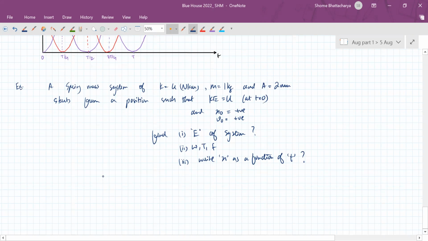Yeah, so very good. So let's look at the answers quickly. You start by understanding that total mechanical energy is half K A square. In SI units, this is this much, and the amplitude is this much.